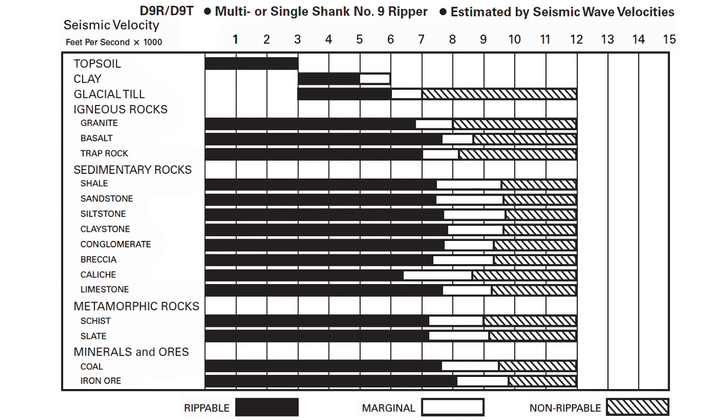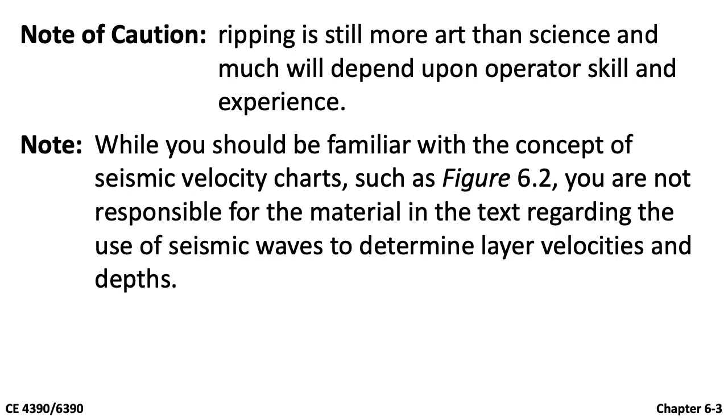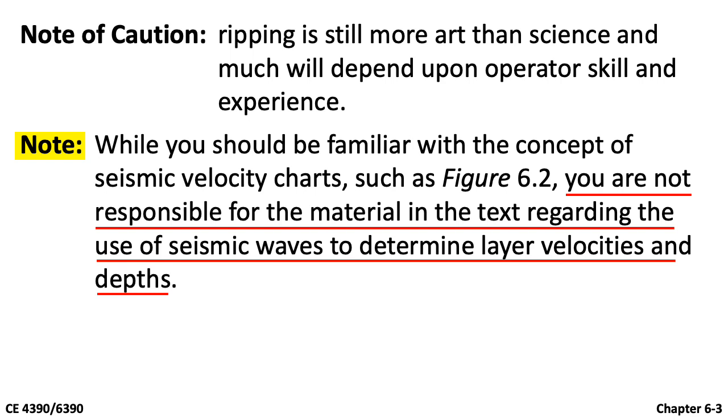This is the performance chart provided by Caterpillar. It has the same format as figure 6.17 in your textbook, but it may give you a different estimated seismic velocity range. Please note that ripping is still more art than science, and much will depend upon operators' skill and experience. While you should be familiar with the concept of seismic velocity charts, you are not responsible for the material in the text regarding the use of seismic waves to determine layer velocities and depths.